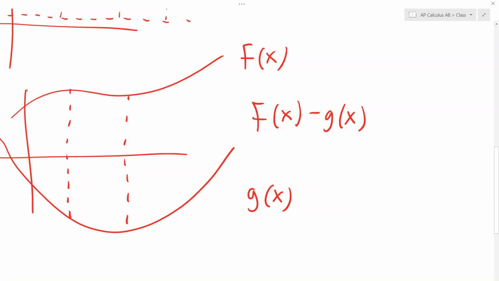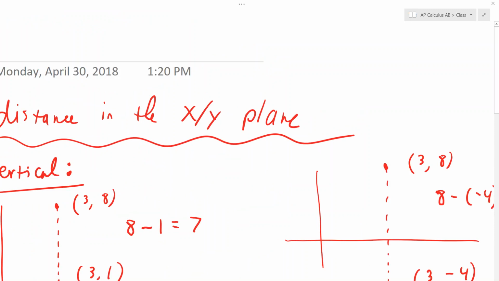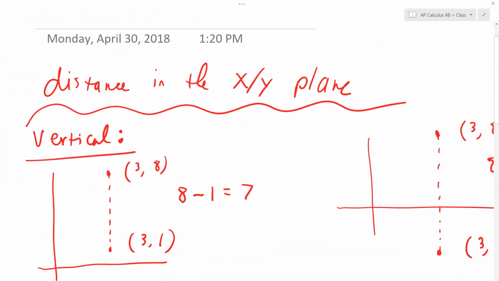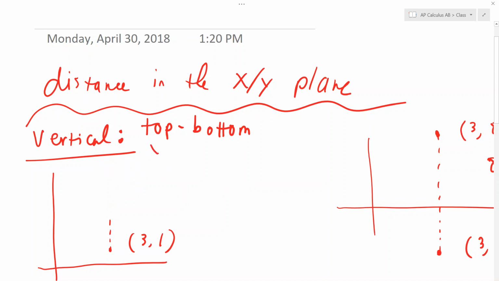Make sense? So in general, to find vertical distance in the xy plane, all we are ever doing is the top thing minus the bottom thing. Easy enough? And for our purposes here, there will always be some y value minus some other y value. Okay? Top minus bottom. Great.